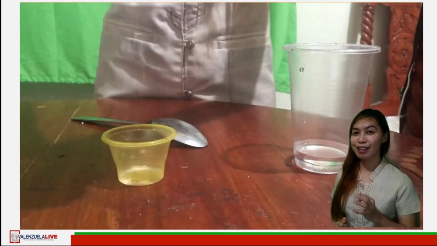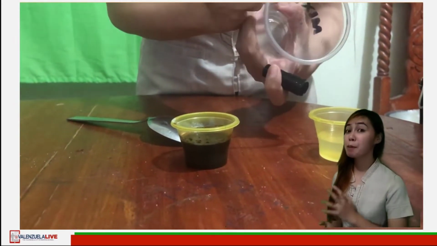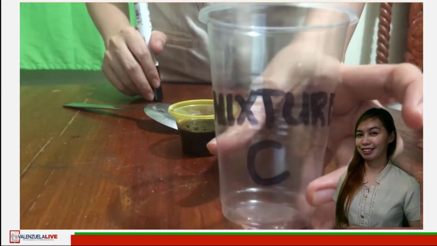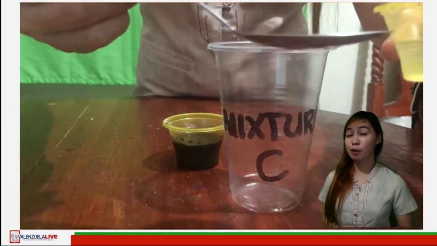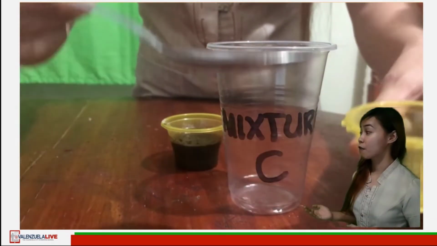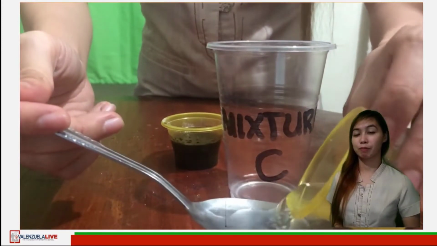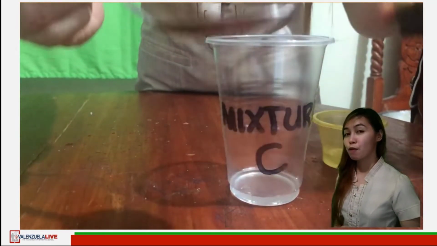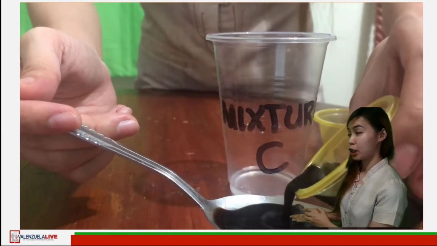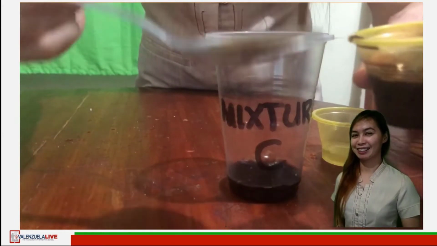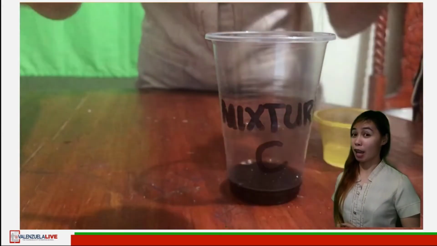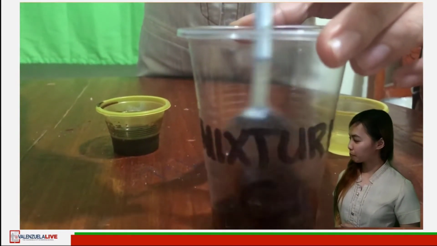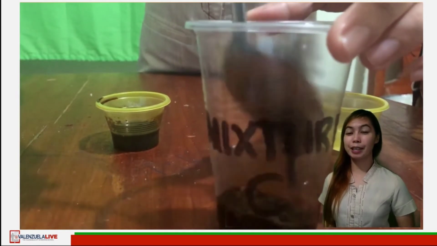And for our third and last mixture, let's label our third cup as mixture C. Let us pour 2 tablespoons of vinegar and 2 tablespoons of soy sauce in our clear cup. After that, let's stir it. And set aside.